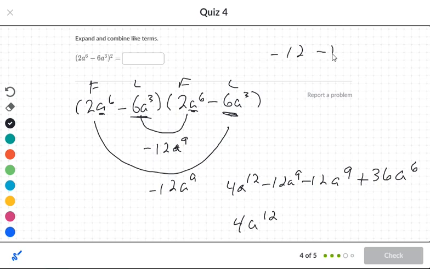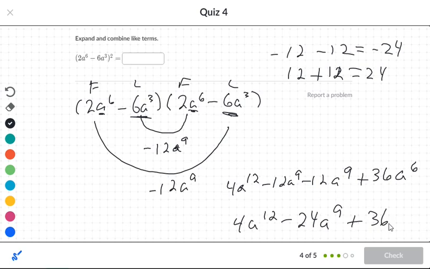You've got a minus 12 and a minus 12. Well, you went to your mom, you got $12. You went back to your mom, you got $12 again. So 12 plus 12 is 24. But you need to pay your mom back because that's a loan. So this is a minus 24a to the 9th. And then we're going to finish it with the plus 36a to the 6.